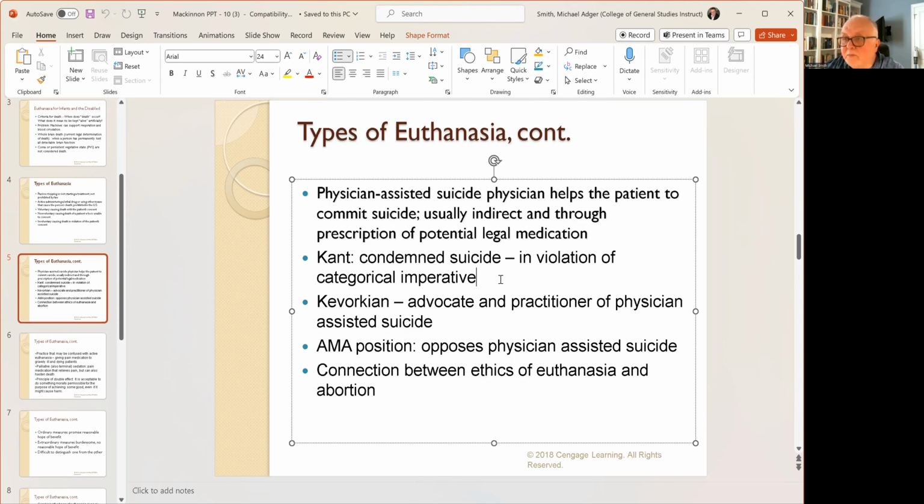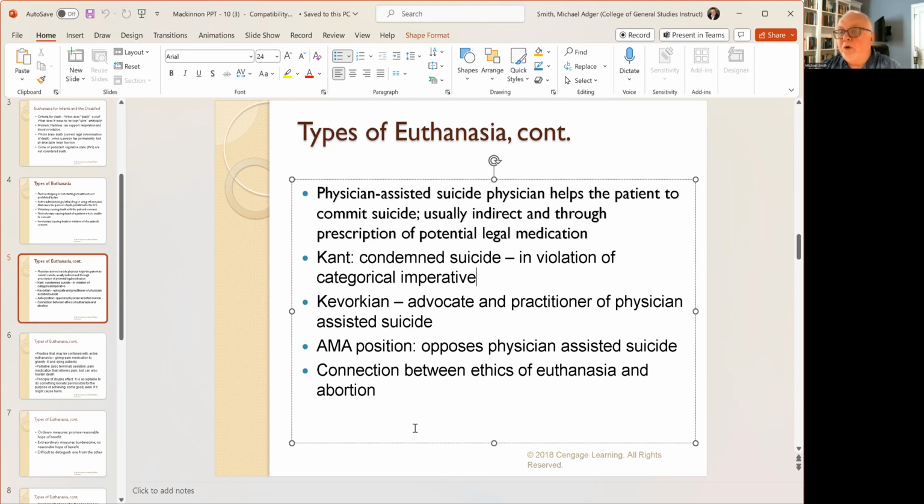I'm a Baptist and a Protestant pastor, and we weren't that stringent, but we did consider suicide a sin, but not a sin that would keep you out of heaven. So the American Medical Association opposes physician-assisted suicide, naturally. And there's a lot of connection.